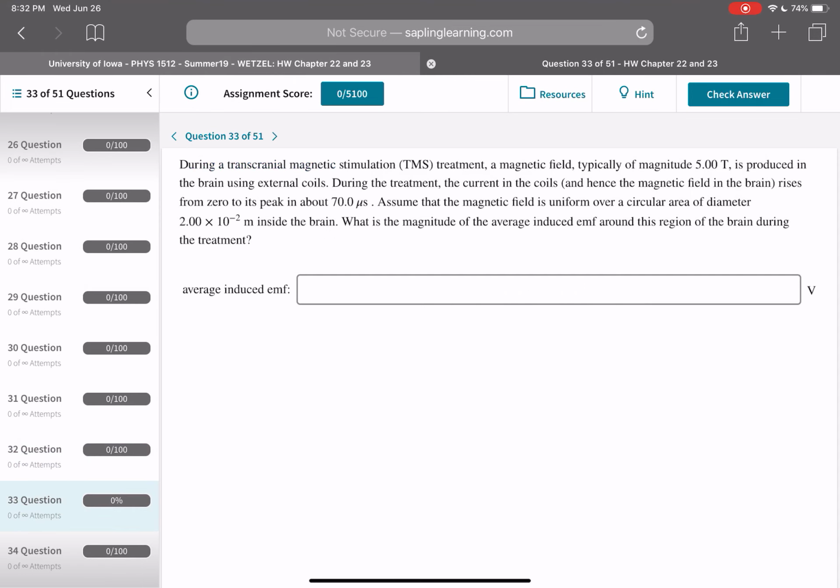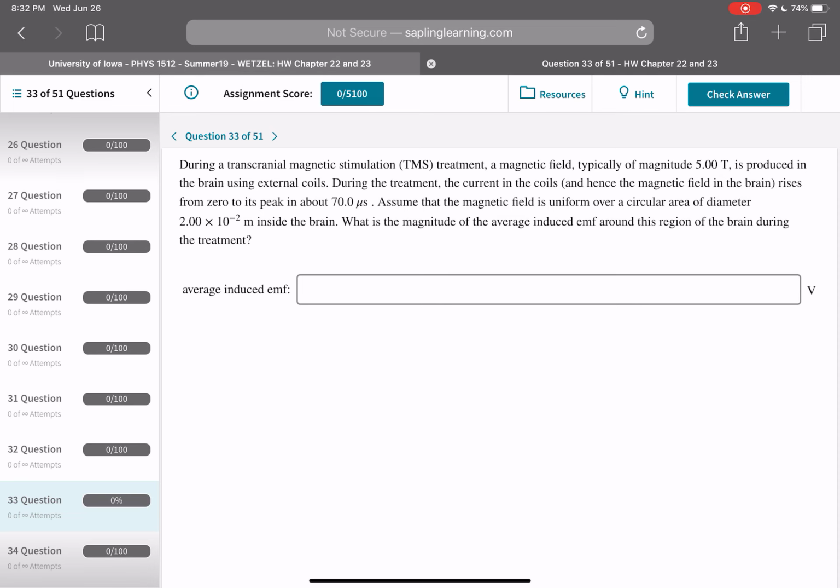Go for that. We've got TMS treatment, transcranial magnetic stimulation. We put an external magnetic field, 5 Tesla, very powerful, using external coils to zap the brain a little bit. During the treatment, the current rises from 0 to the peak current in 70 microseconds. Assume that the magnetic field is uniform over a circular area of diameter 2 times 10 to the minus 2 meters inside the brain. What is the magnitude of the average induced EMF around this region of the brain during the treatment?